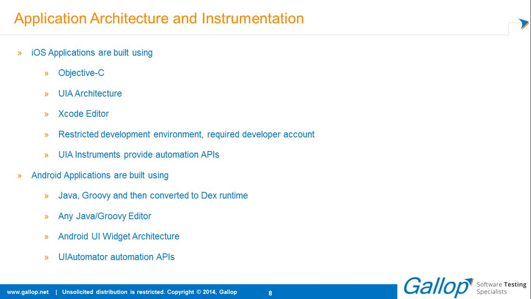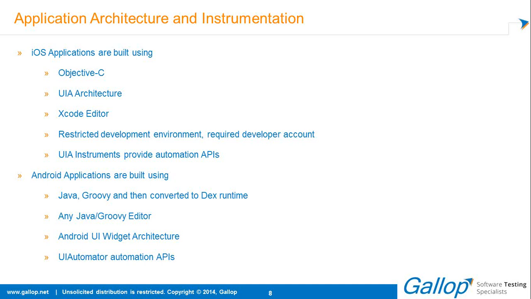So iOS started providing UIA instruments along with its Xcode, so that automation could be achieved using those APIs. So most of the open source solutions helping your automation are relying on the UIA instruments for iOS automation. When you consider tools like Appium or iOS driver, they basically rely on the UIA instruments to automate your applications.